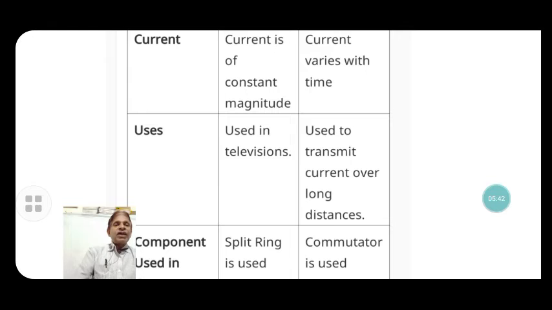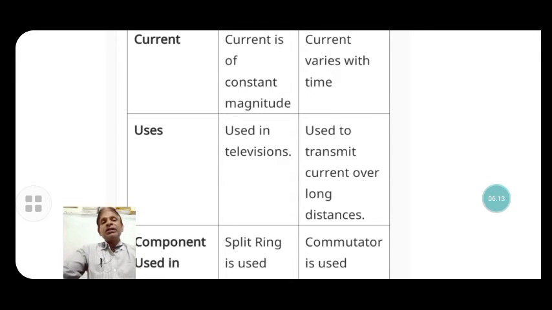Alternating current varies with time. DC current is used in televisions and many simple devices, but AC current is used in the fan, refrigerator, geyser, and washing machine, which work on AC current. It is used to transmit the current over long distances.